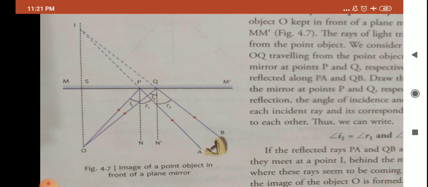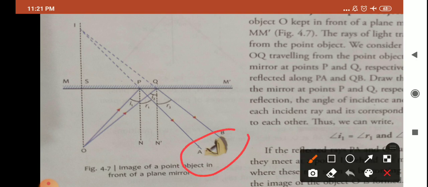Now suppose you are the observer. If you want to see its image in the mirror, as you remember, I have shown you the practical demonstration of the verification of the laws of reflection, and I have shown you with the mirror also. Now suppose this point object is kept like this, and you are the observer. You are going to look into this mirror from here. So you will find the image of this point object here.